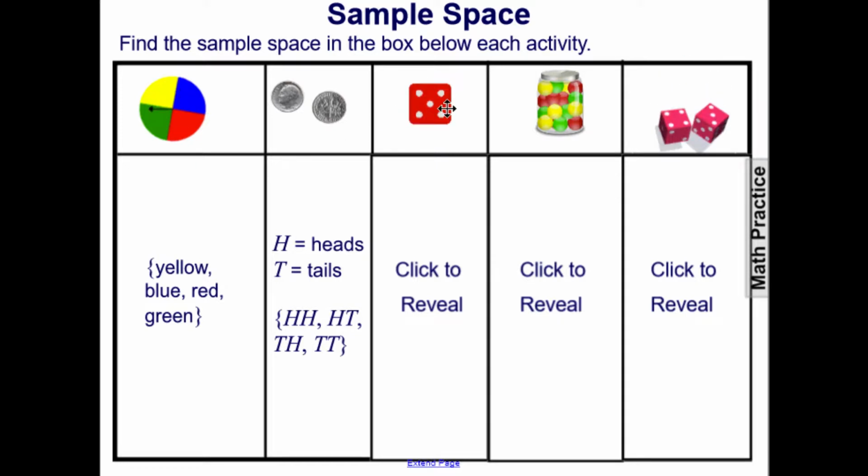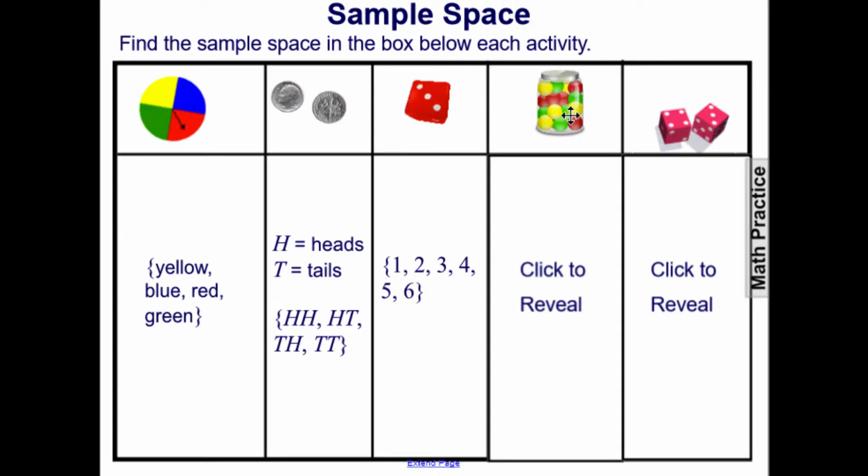Then we have the event of rolling a die or a number cube. Now each side of the number cube is labeled with dots 1 through 6. So that's our sample space. It could either land on 1, 2, 3, 4, 5, or 6.